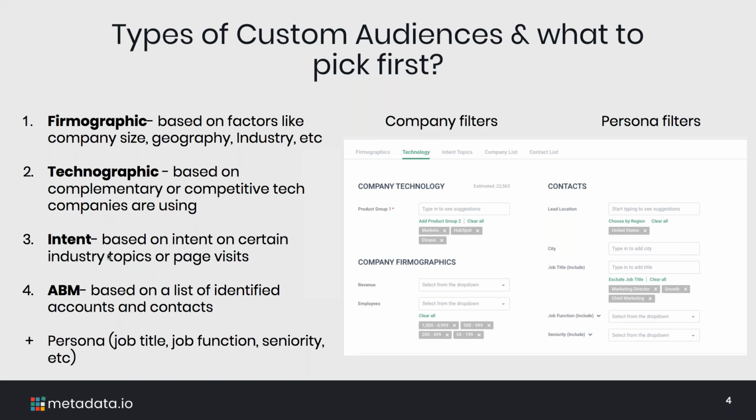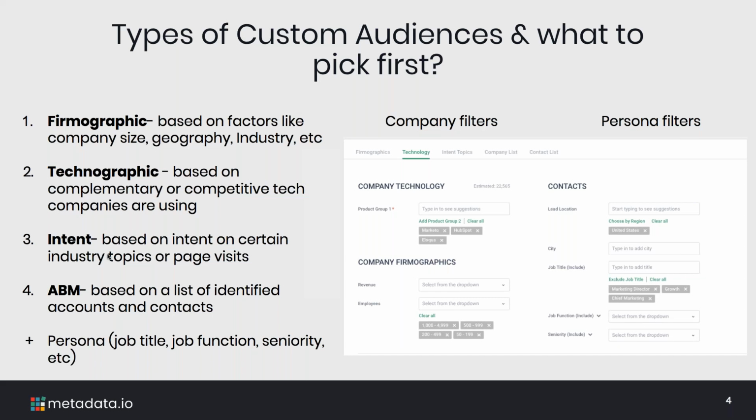Intent could also be based on different industry topics, so people who are searching for demand generation tools or looking for CRM tools. So you can source different types of audiences using intent. And last but not least, ABM targeting, where you can upload a list of accounts or a list of contacts and target those people on the social networks.